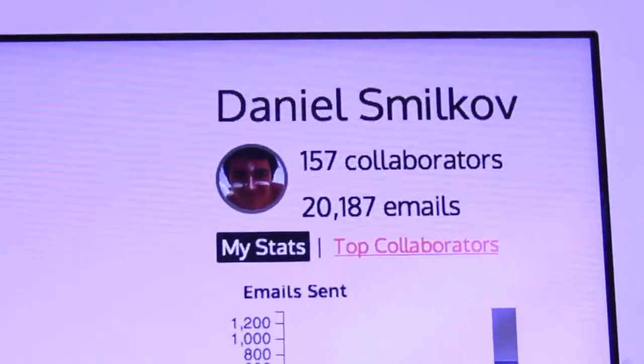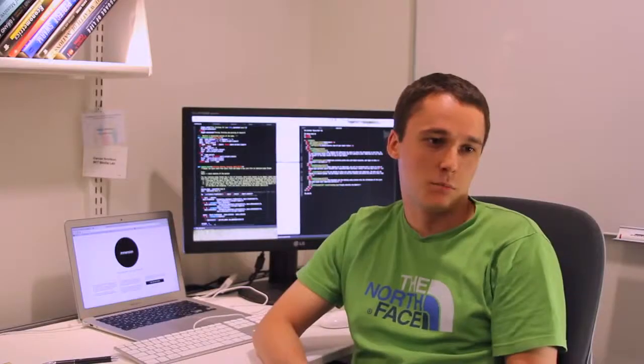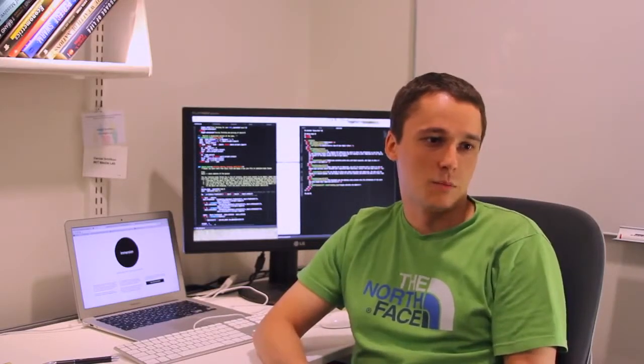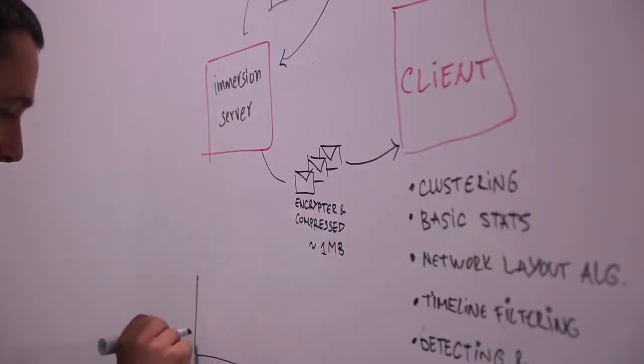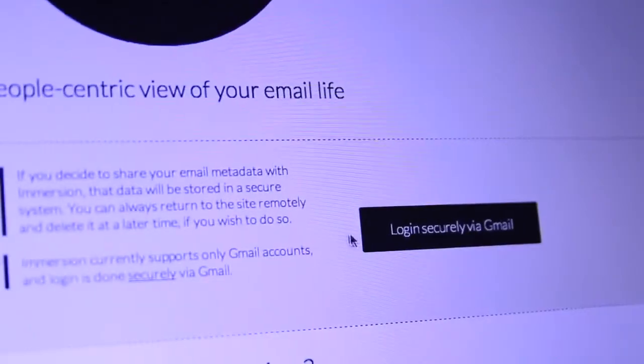So the architecture behind Immersion is we have the basic setup, which is the Immersion server and the client. And the client uses a third-party authentication mechanism to grant us access to the emails at Google, so we never get to see the password directly. And then once we get access to that, we can fetch a lot of emails very quickly because we only focus on the headers. So we can process up to 10,000 emails in 10 minutes.